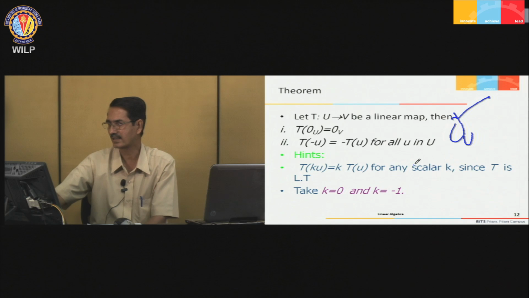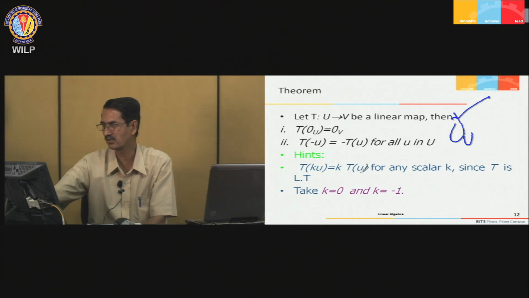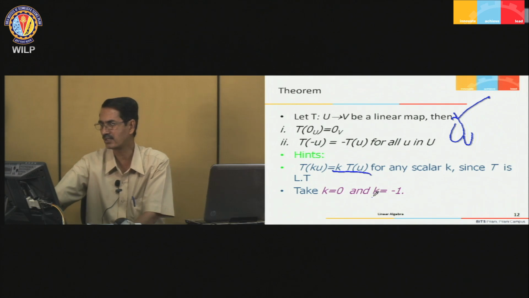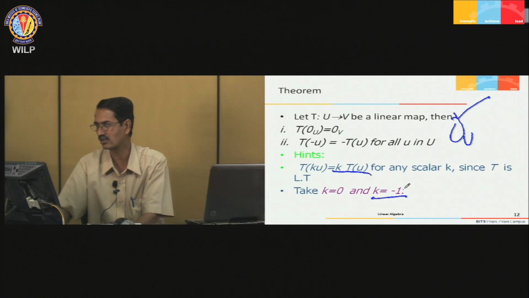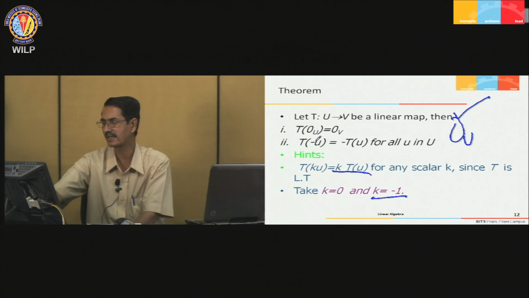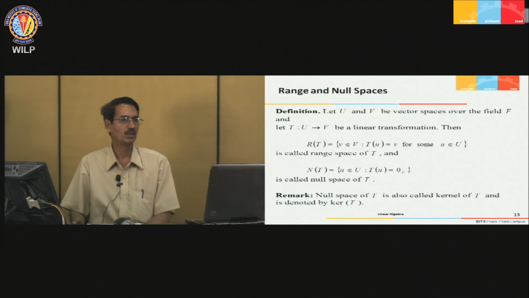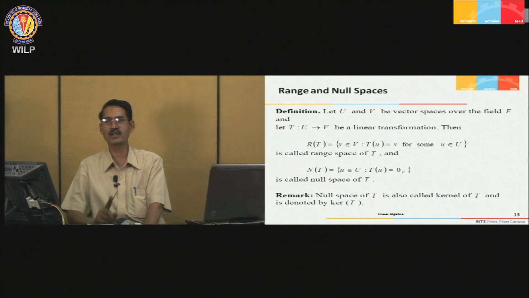And you see that T of k u is equal to k T u, and therefore from this property it follows, if you take k equal to 0, you will see that the first property follows, T of 0 is equal to 0. If you take k equal to minus 1, then it will imply that T of minus u is equal to minus T u. So these are two very important properties. Let us see two important definitions.